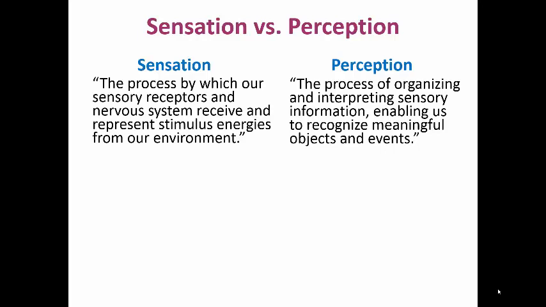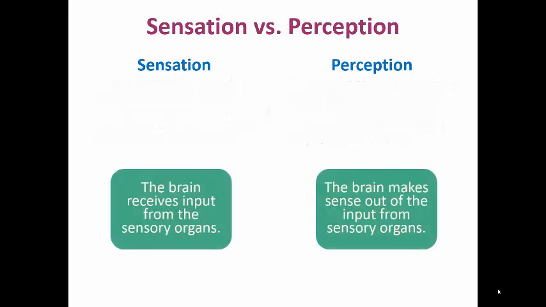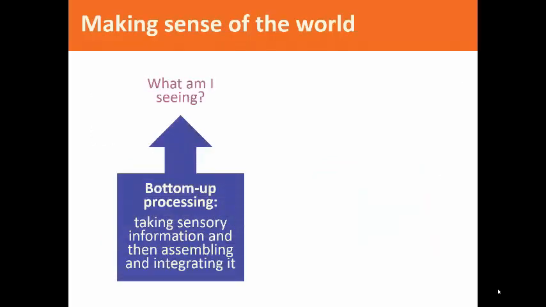So our senses sense something, they smell it, they touch it, they taste it, and that information gets sent to the brain, and then the brain organizes that information and makes the perception, saying, oh yes, that smells like my mom's apple pie, or yes, that feels soft, or that feels hot, or that feels cold. So sensation is the physical act and perception is the mental act. In sensation, the brain receives input from the sensory organs, and in perception, the brain makes sense out of the input from the sensory organs. So, making sense of the world.